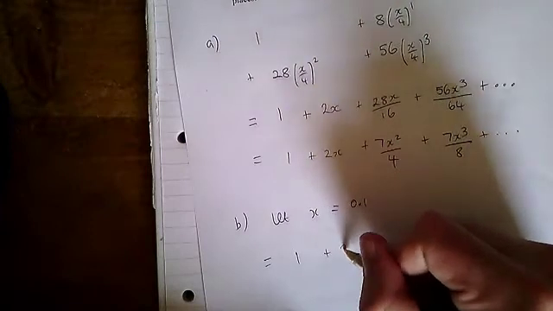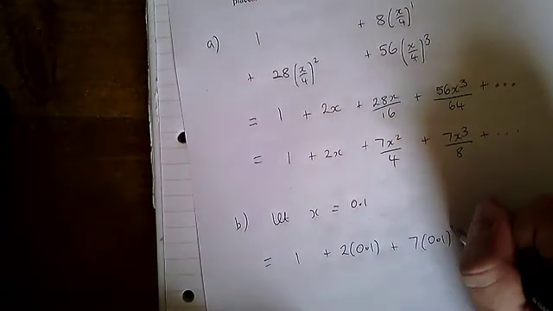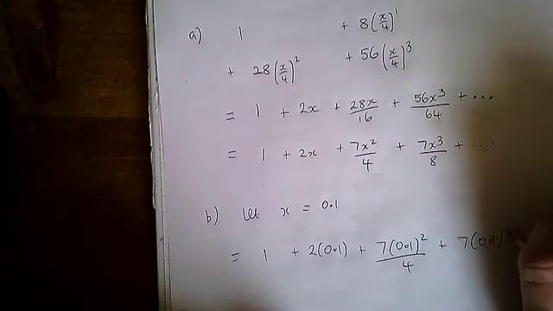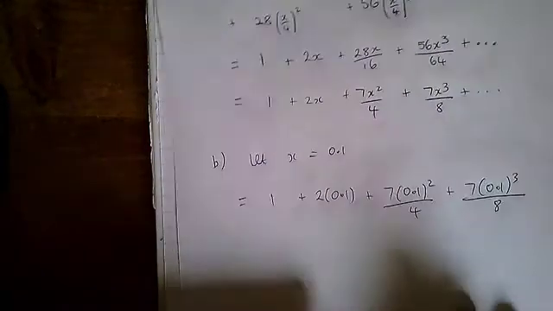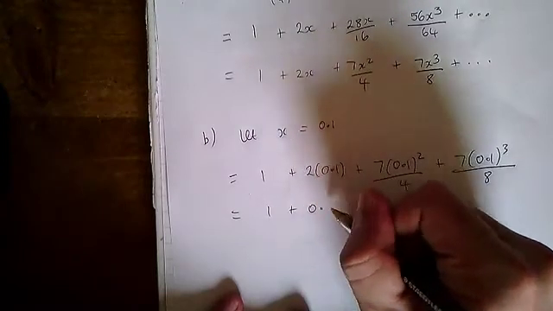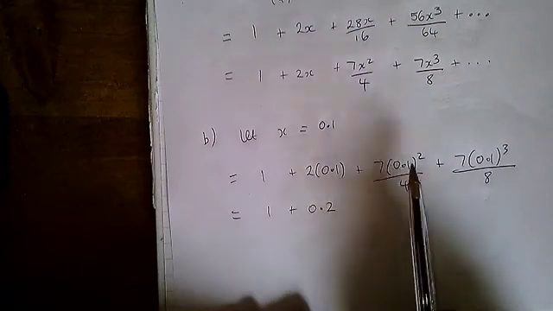So I'm going to get 1 plus 2 brackets 0.1 plus 7 brackets 0.1 squared over 4 plus, sorry, not 7 over anything yet, 0.1 cubed over 8. Now, it's going to be very important that I take my time expanding this. Very easy to get things wrong. If I get it wrong, then I'll lose all the marks. 2 times 0.1, easy enough, it's just 0.2.